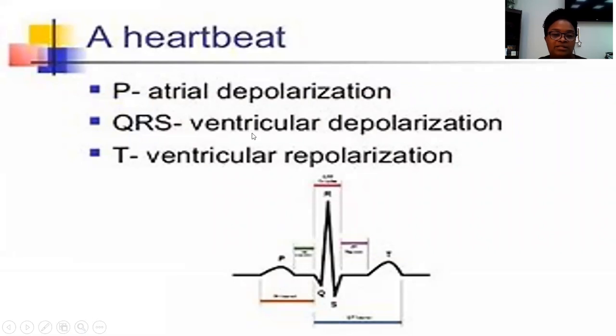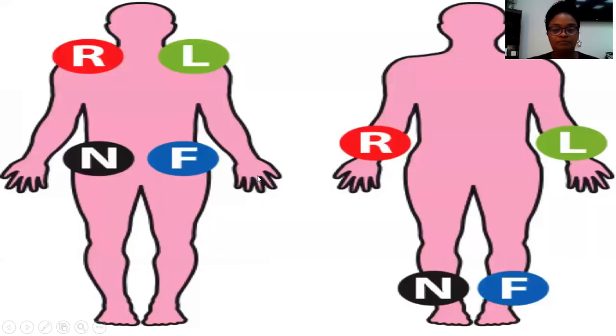Okay, so what is a heartbeat? So with your heartbeat, this is what prints out on the EKG strip. Your P wave is atrial depolarization. Your QRS wave is your ventricular depolarization. And your T wave is your ventricular repolarization. Okay, and what that means is, depolarization. Here you have your atria contracting with your P wave. And here with your QRS wave, you have your ventricles contracting. And then with your T wave, your ventricles are relaxing and the cycle repeats itself. Okay. This is another view of your limb lead placement.